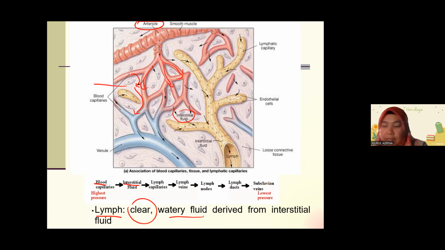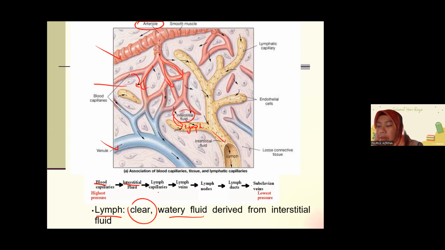From the interstitial fluid, it then enters the lymph capillary. In the lymph capillary, it is known as lymph. So this is the arteriole, this is the venule, and this is our lymph capillary or lymph vessel.